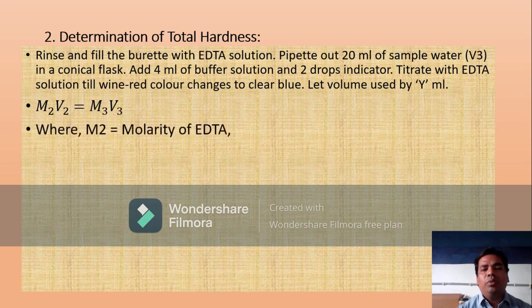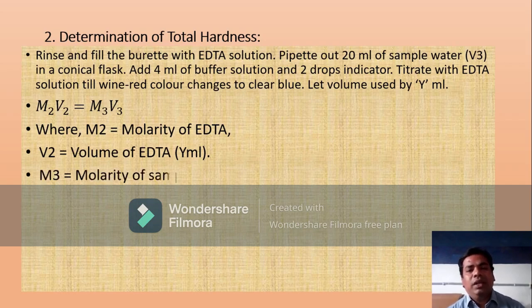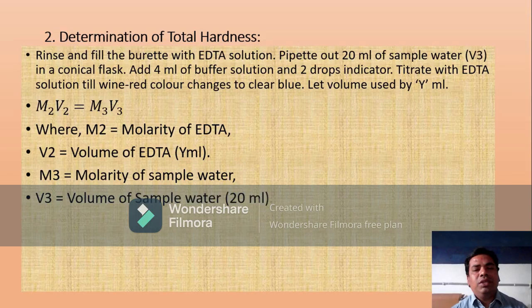Okay, where M2 is equal to molarity of EDTA, already we know in step 1 process. Next, V2 is equal to volume of EDTA, which we have now found out by the burette reading. Next, M3 is equal to molarity of sample water, we don't know here, that is question mark. Next, V3 is equal to volume of sample water, that is 20 ml. So M3 is equal to M2V2 by V3.